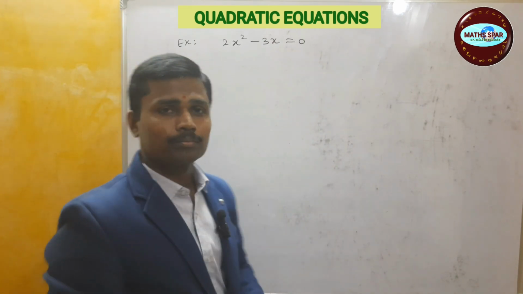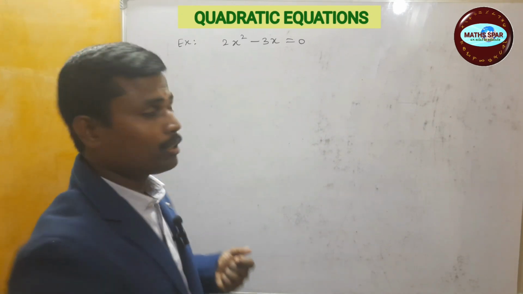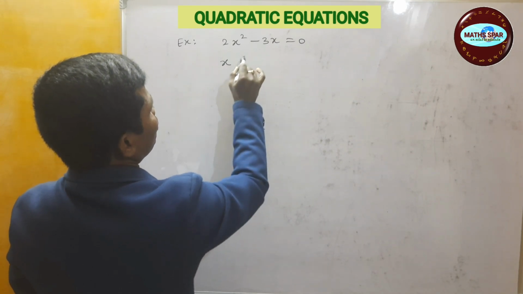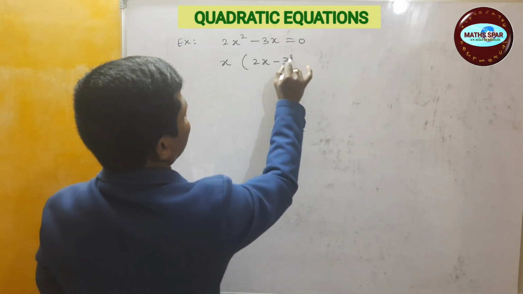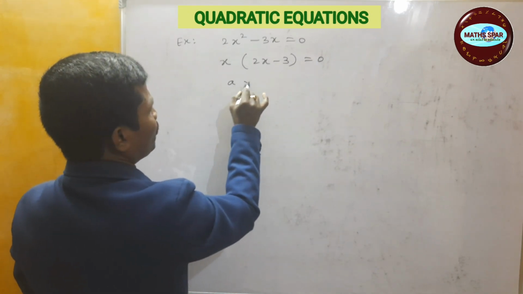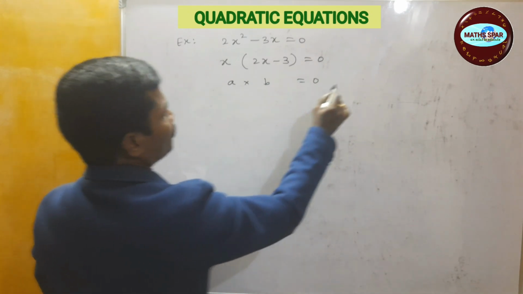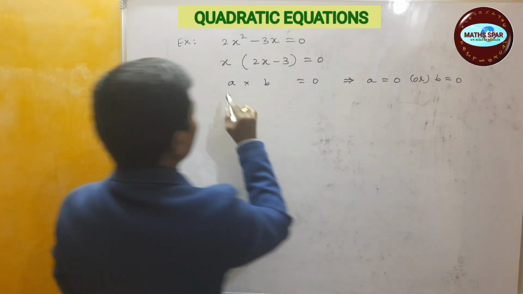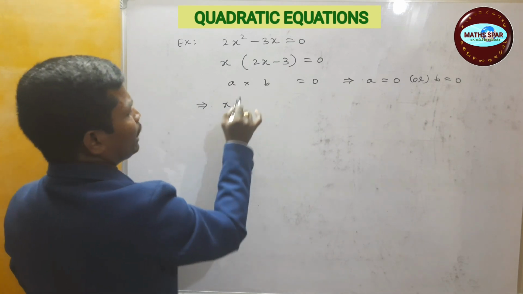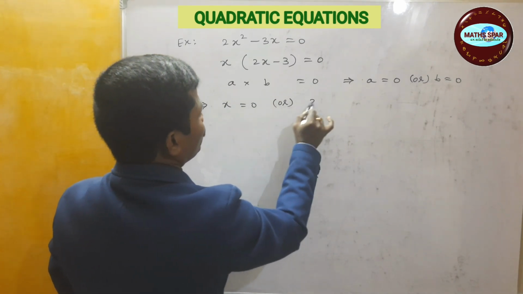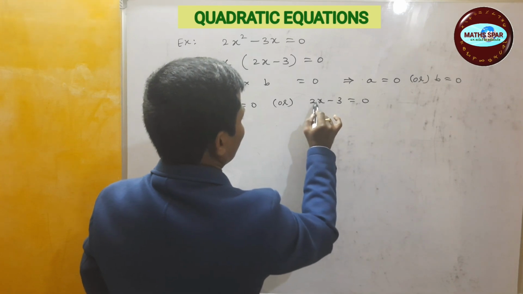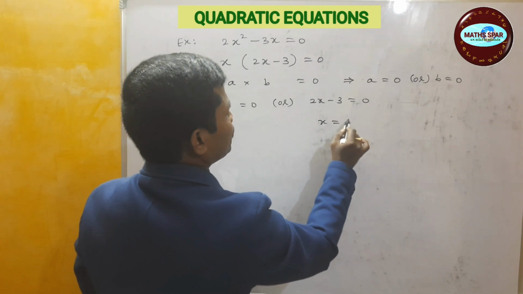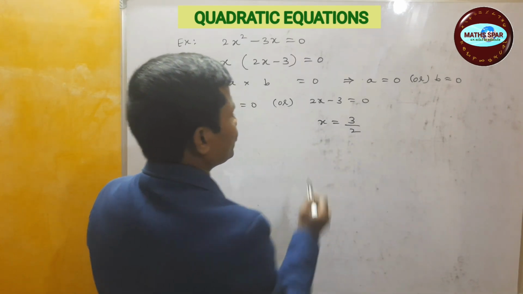Let us consider another example, such as 2x square minus 3x is equal to 0. This is a quadratic equation. You have to take x common, then you will be left with 2x minus 3 inside. Now this is in the form of A into B is equal to 0, which implies A is equal to 0 or B is equal to 0. Then we write this as x is equal to 0 or 2x minus 3 is equal to 0. Then x is equal to 0 is one root. Then x is equal to 3 by 2 is the other root.